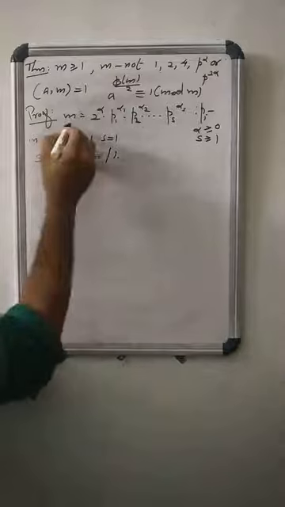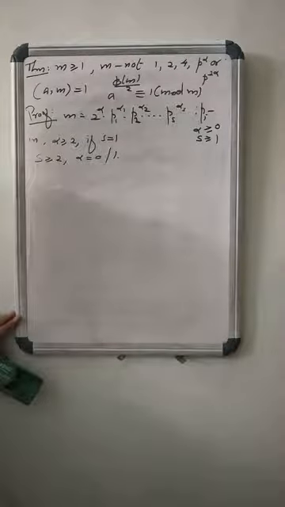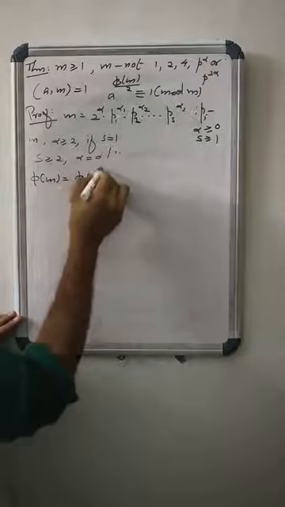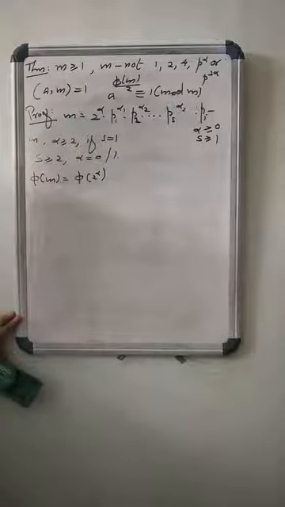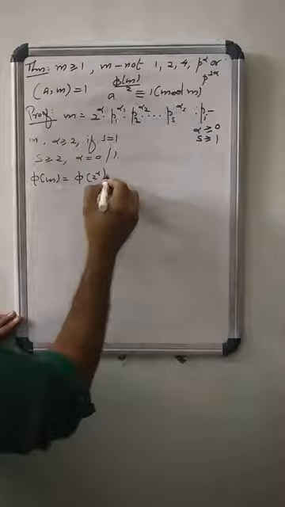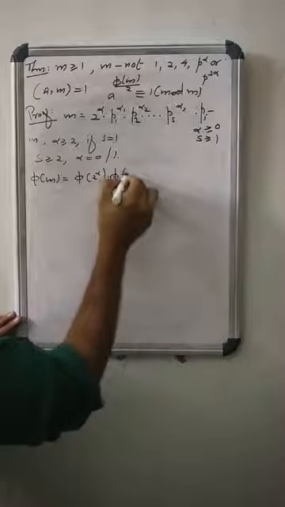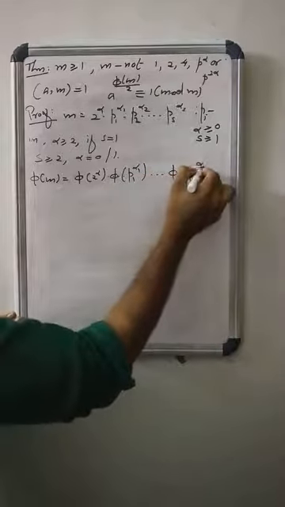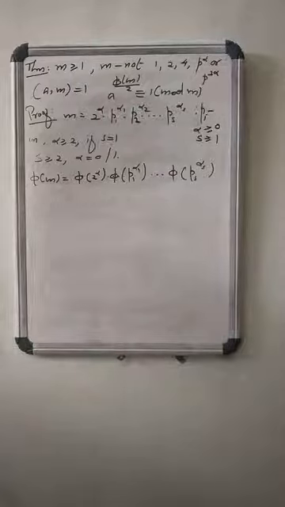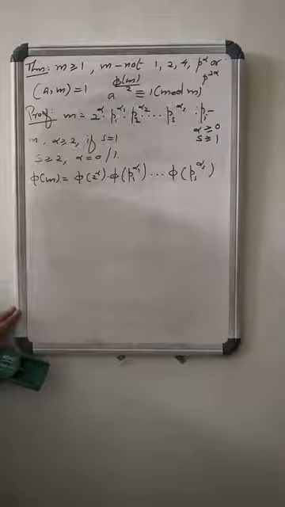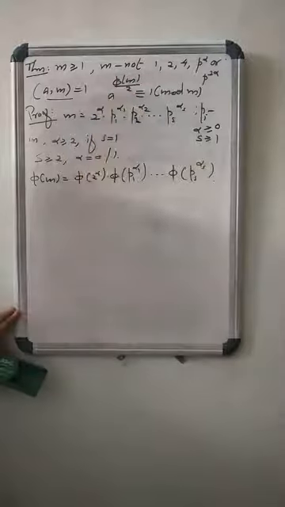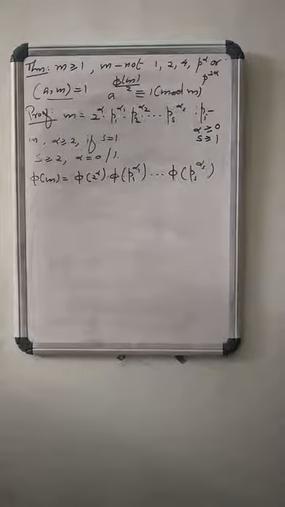Clear? But what is m? m has a factorization 2 power alpha into the rest. So what is phi of m? Phi of m equals phi of 2 power alpha into p1 power alpha 1 into etc. into ps power alpha s, and phi is multiplicative. So it is phi of 2 power alpha into phi of p1 power alpha 1 into etc. into phi of ps power alpha s. Clear? That a and m are relatively prime is already given. Now we wish to prove that a power phi of m by 2 is congruent to 1 mod m. That is what we require here.